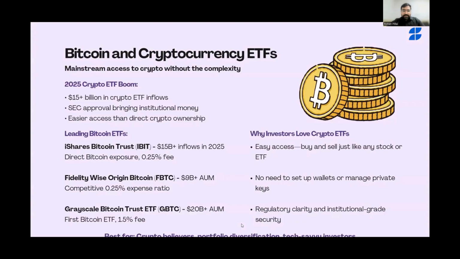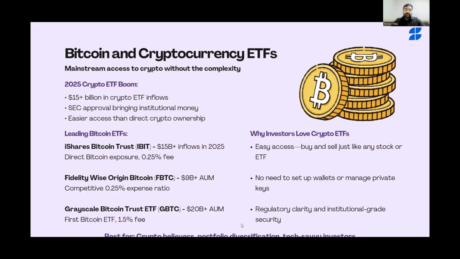And the next ETF that we're talking about is a very popular one. A lot of queries we get on this is Bitcoin and cryptocurrency ETFs. So far this year, we have seen $15 billion in crypto ETFs alone. Because of the SEC approval, it's highly regulated as well, and it's much easier for you to get access to owning a cryptocurrency through an ETF. And because of that, you're able to buy and sell easily as well.